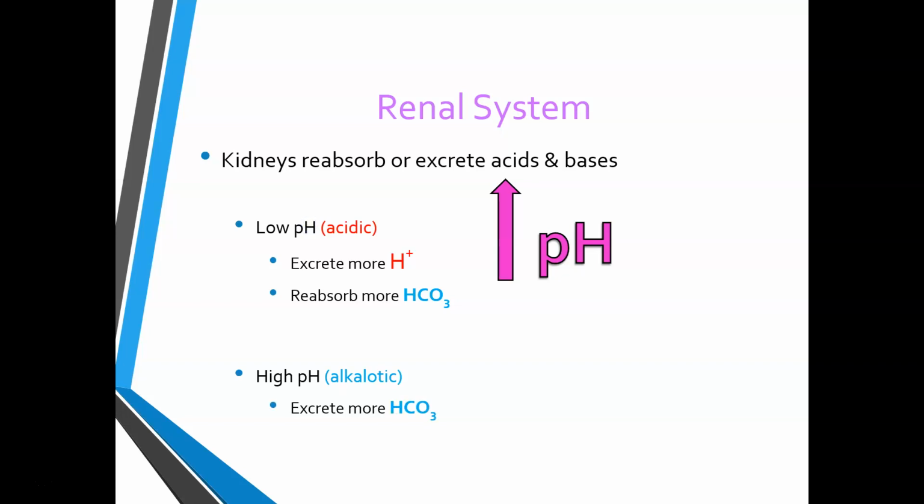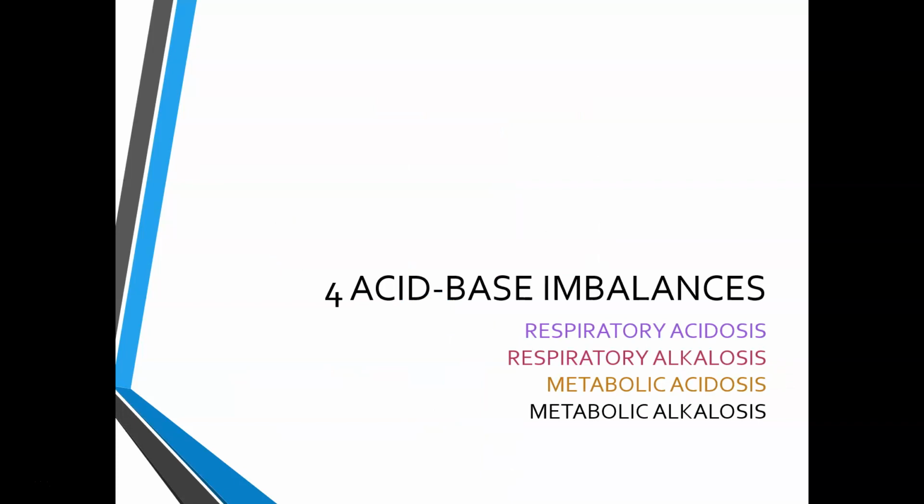And when there is a high pH, when a person's blood is alkalotic, it will excrete more of the bicarb and reabsorb more of the hydrogen ions, again to try to bring back balance. So the four different imbalances that we talk about with patients are going to be respiratory acidosis, respiratory alkalosis, metabolic acidosis, or metabolic alkalosis. And if you need kind of a brain break, now would be a good time.